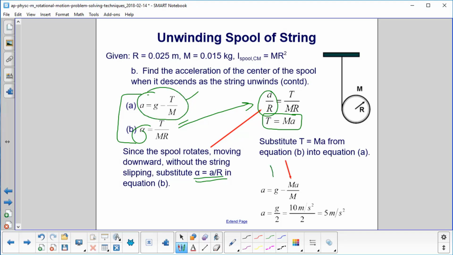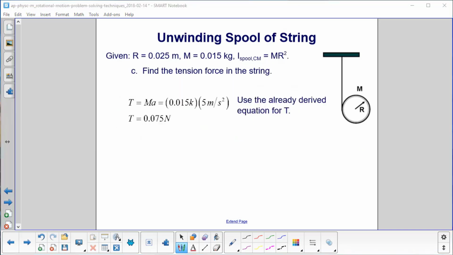Now we take that value and we substitute T equals Ma into equation A. So we have right down here, a is equal to g minus Ma over M. We cancel out the m's. We find that a is equal to g over 2. And here you can see we're using 10 meters per second squared for g. 9.8 of course is more accurate, but for the AP C exam you're allowed to use 10. And so we get an acceleration of 5 meters per second squared.